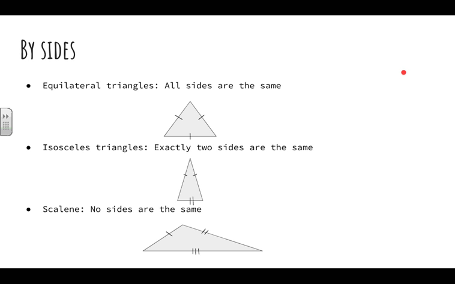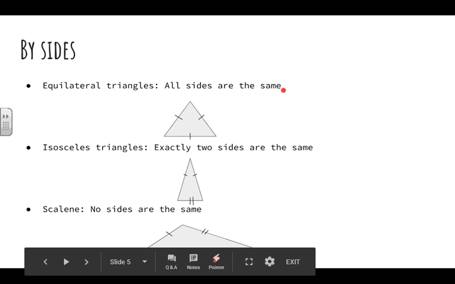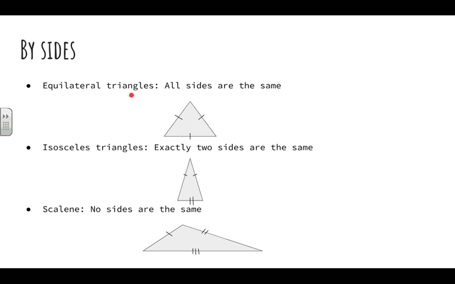The second way we can classify triangles is by their sides, all right, and the measurements of their sides. So here are the three classifications based on side. We've got equilateral triangles, and those are ones in which all the sides are the same measurement, all right?